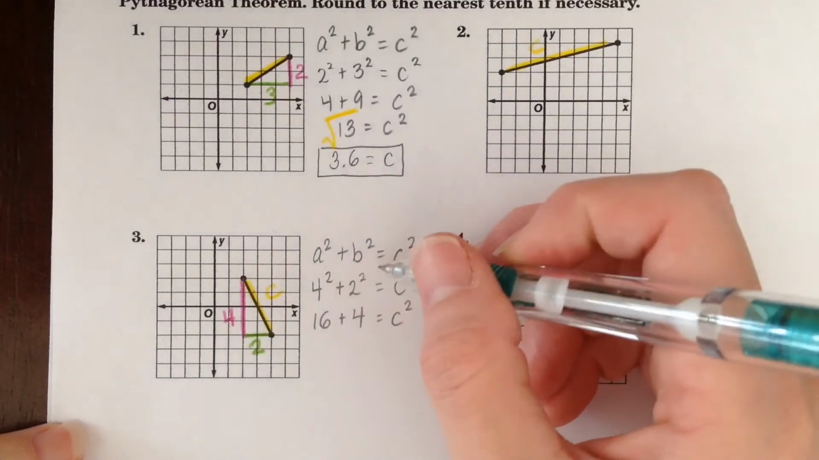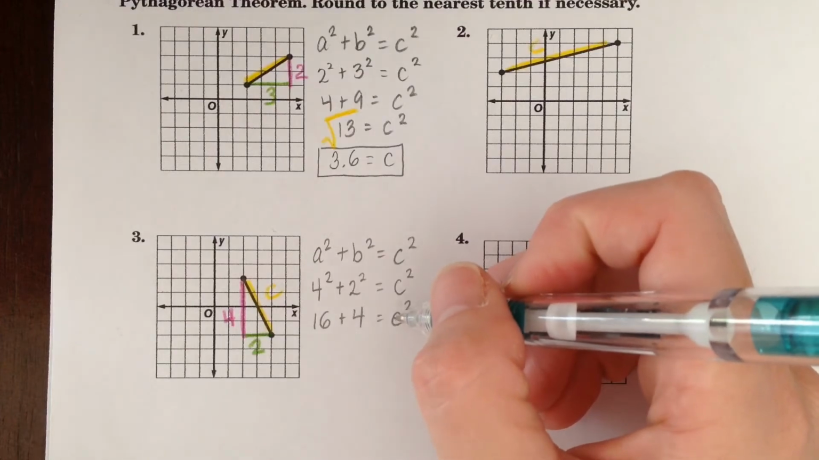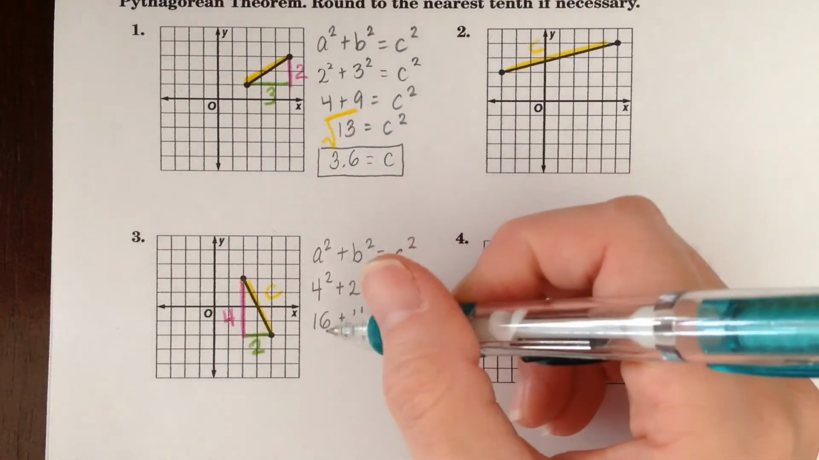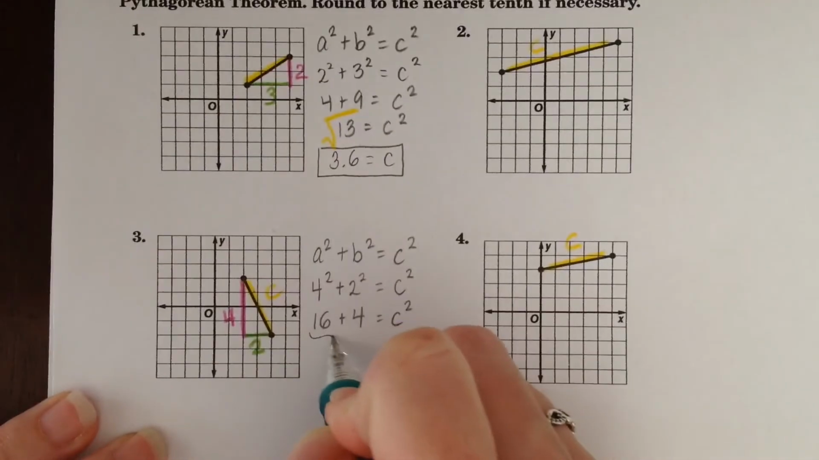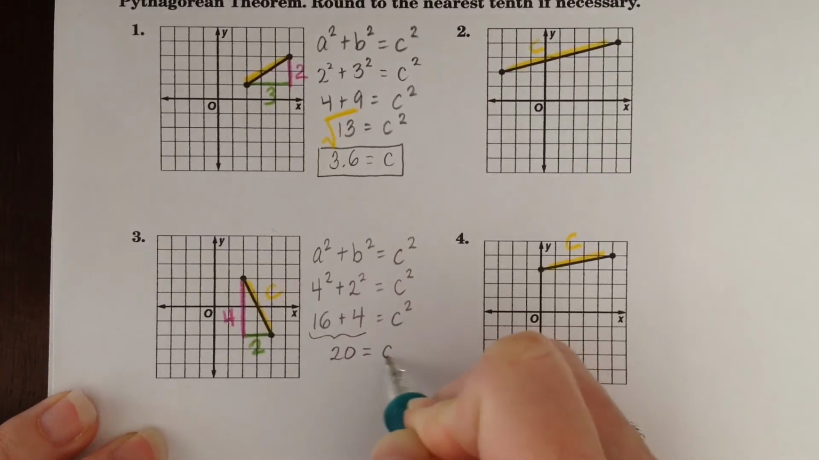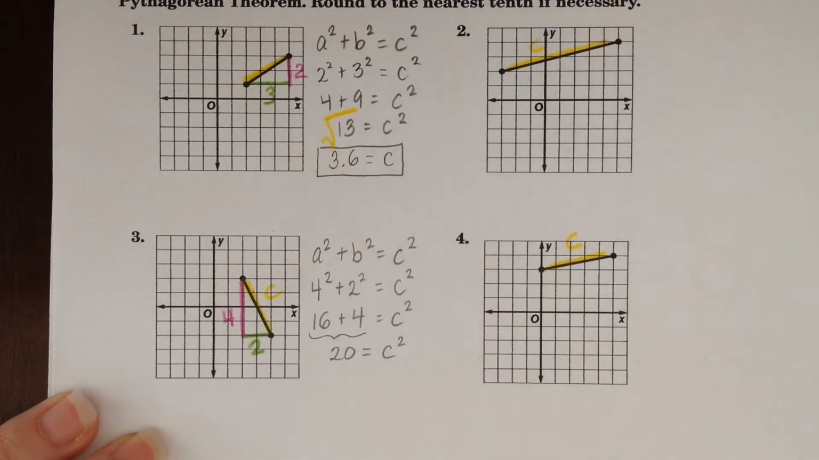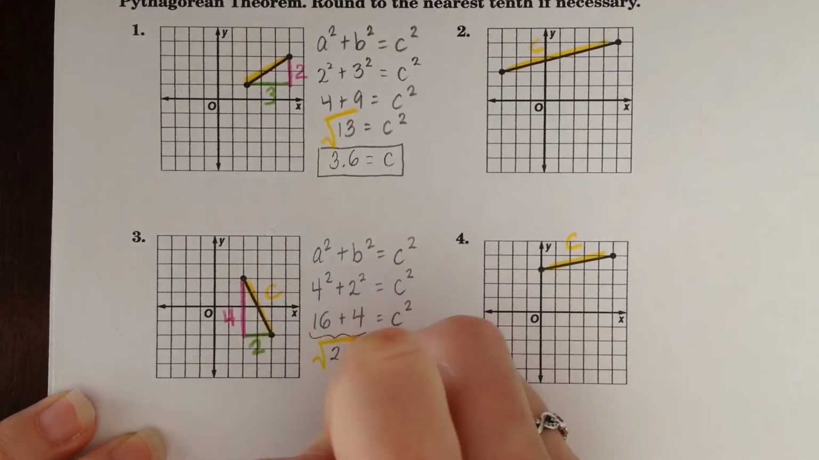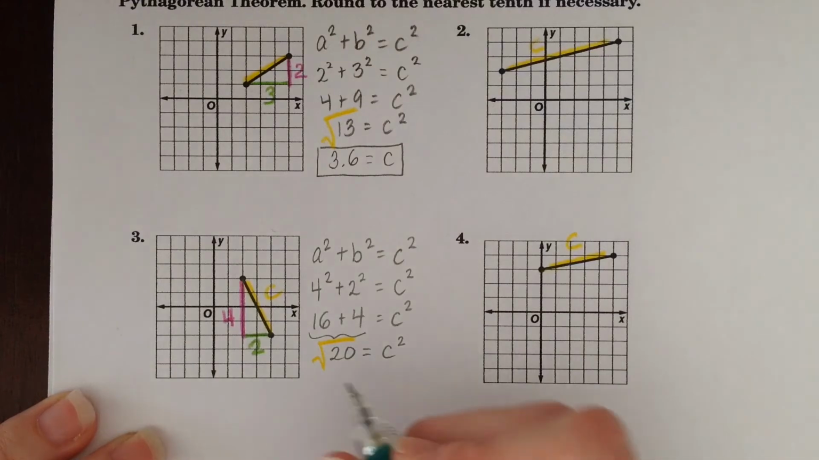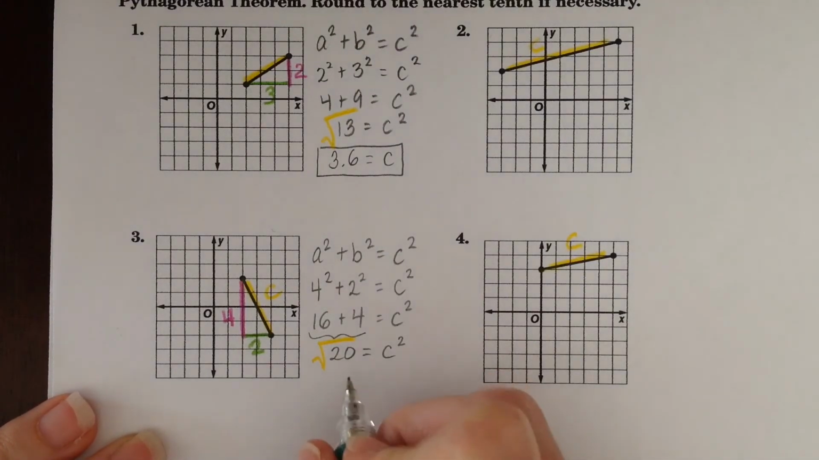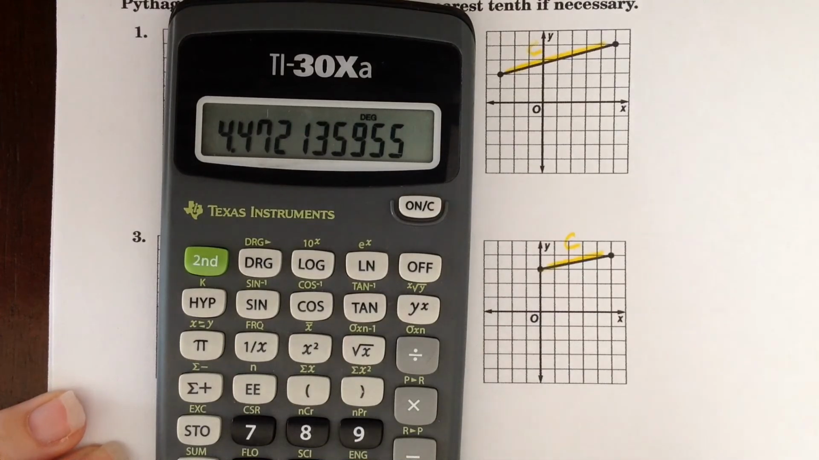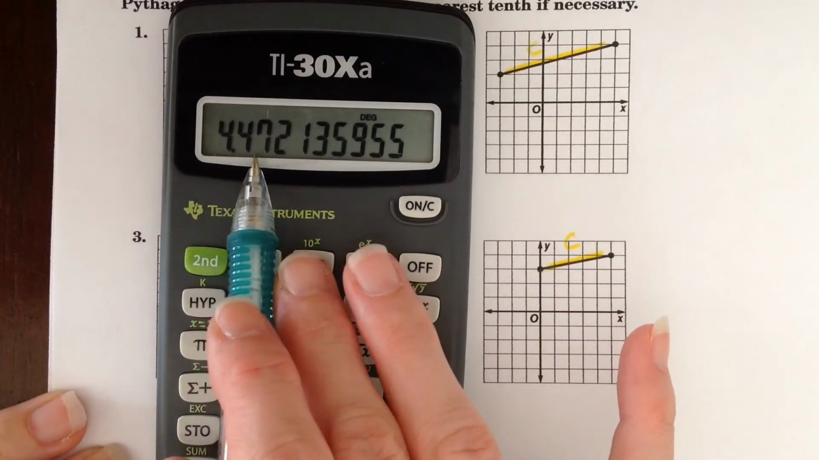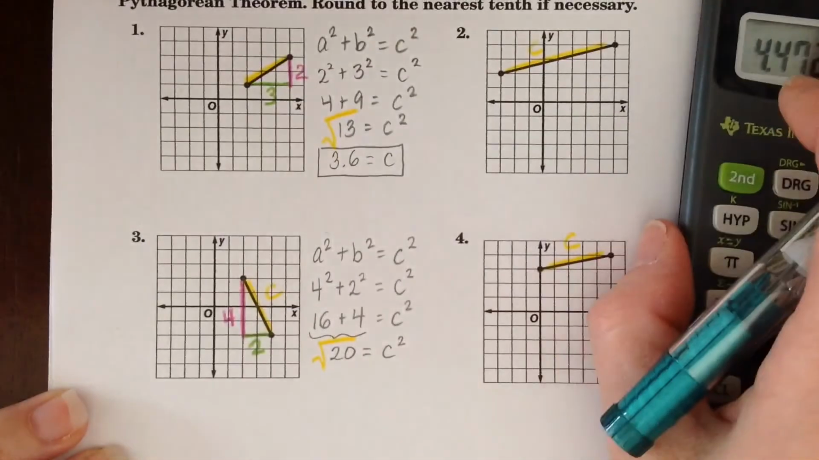You must do all of your exponents first before you add. You cannot add and then do your exponents. This is not the same as 6 squared. Just be careful with that. Now 16 plus 4 is 20. 20 equals C squared. So the last thing we have to do is take the square root. Here's another common mistake. The square root is not dividing by 2. The answer to this is not 10. I have to do the square root of 20. The answer to this is approximately 4.5. I'm going to round it to 5 because there's a 7 after it.